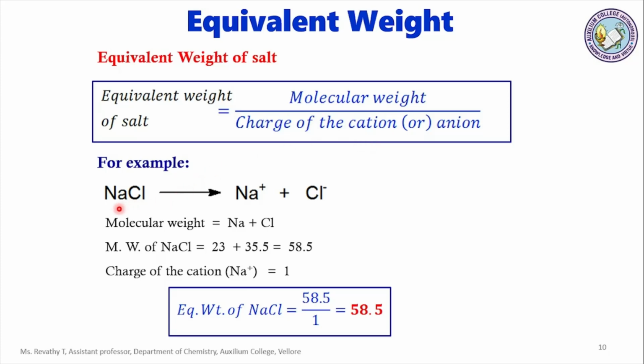For example, in NaCl, the total positive charge, or the charge of the cation, is 1. Hence, equivalent weight of NaCl will be equal to molecular weight 58.5 divided by charge of Na plus, which is 1, which is equal to 58.5.